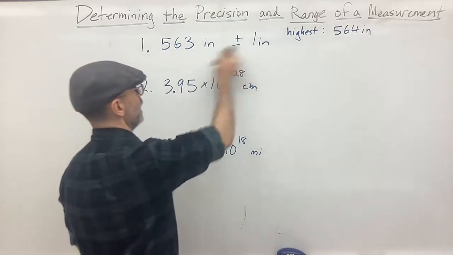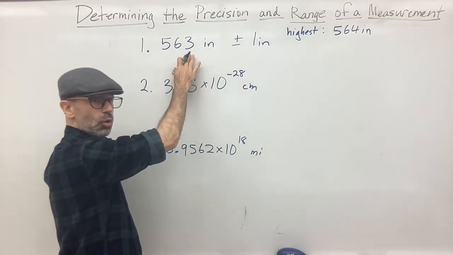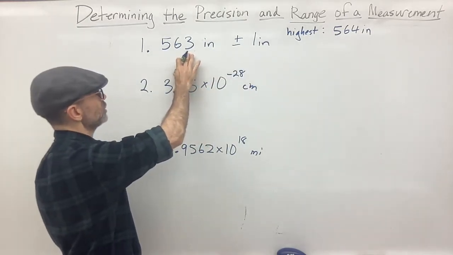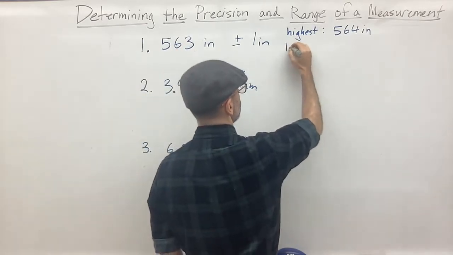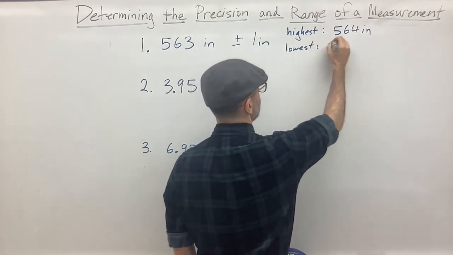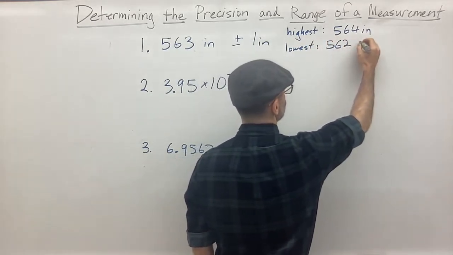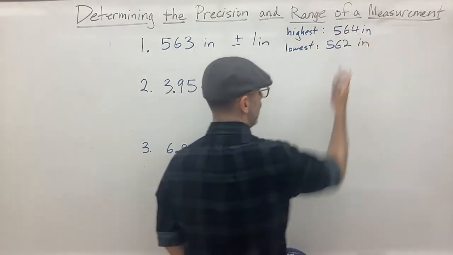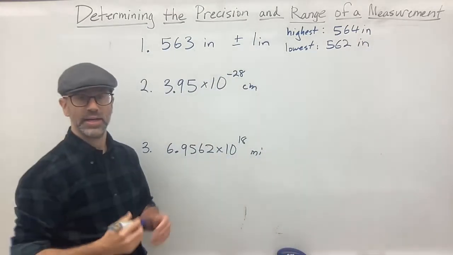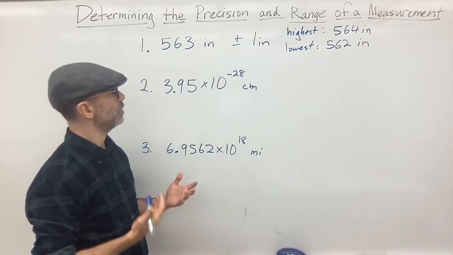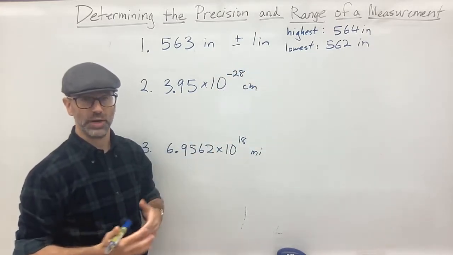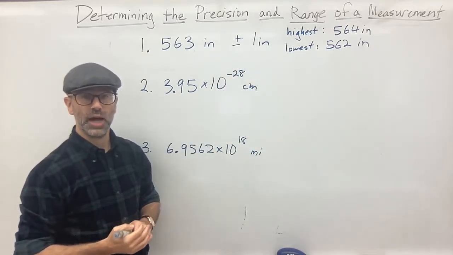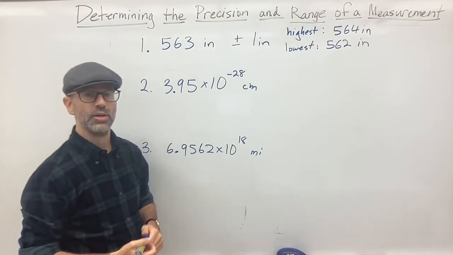And then I would subtract 1 from the last digit to get the lowest value in the range. So subtract 1 from that, I get 562. So the lowest is 562 inches. So that's the range in which my measuring instrument will allow. Anything outside of that range would be some sort of error involved, and so that would not be a data point that should be kept.